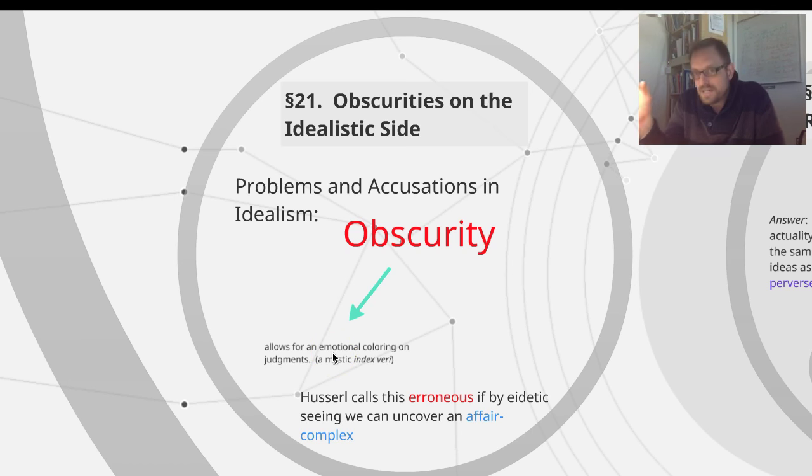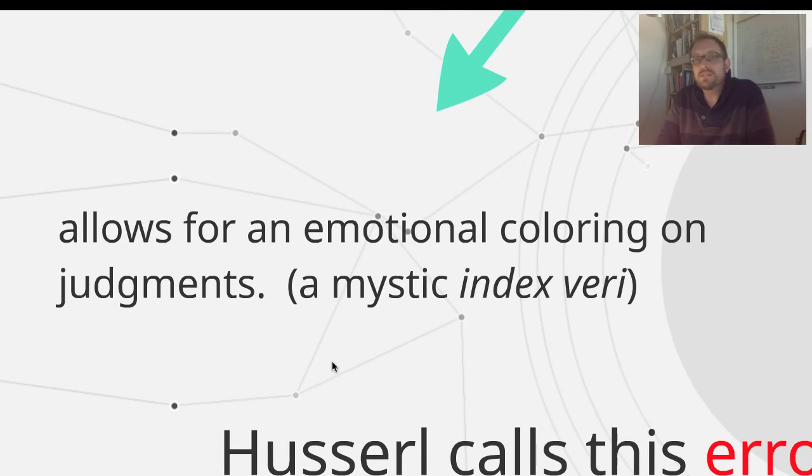And so the idealist here, the person who argues that ideas or essences are real and have a reality that we can explore scientifically, like Husserl, right? The idea is that this is just too obscure. And what this might even mean is that, because of this obscurity, philosophically, idealism seems, and potentially there's a suspicion, that it allows for an emotional coloring of our judgments, right? That is, we can let our own predispositions and our own biases creep into our analyses. And this is what he calls the mystic index veri, right?